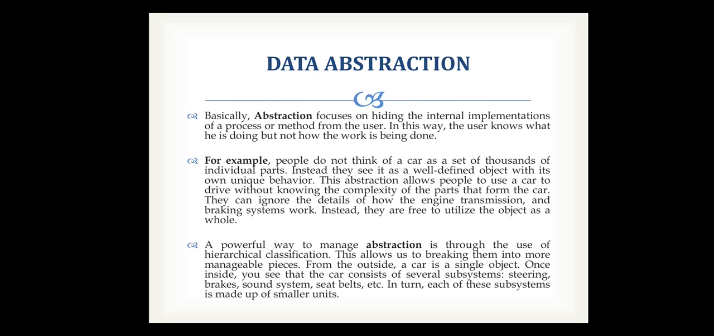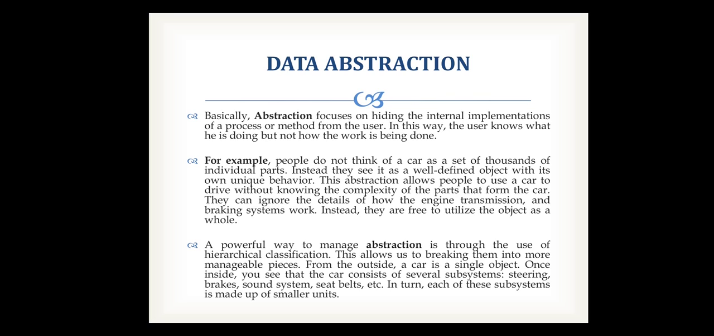Next is data abstraction. Basically, abstraction focuses on hiding the internal implementation of a process or method from the user. In this way, the user knows what he is doing but not how the work is being done. It is directly hidden from the end users, who are not able to know what is working behind the program.